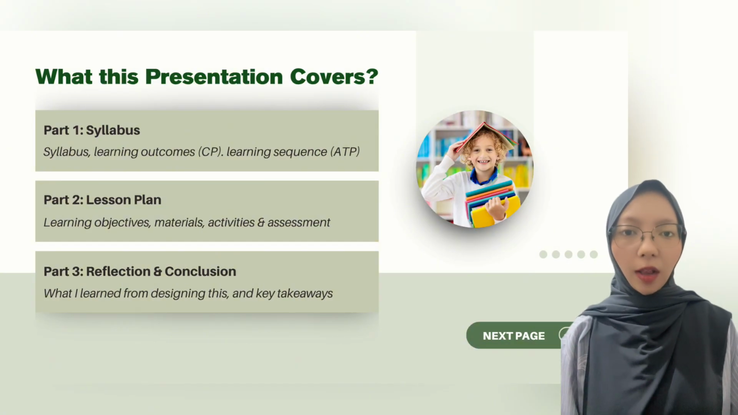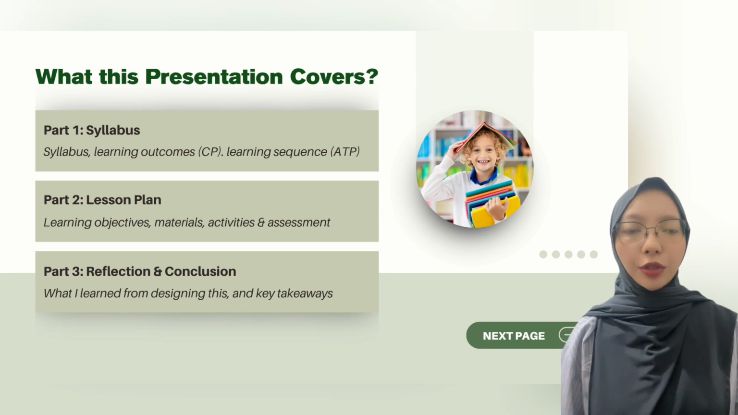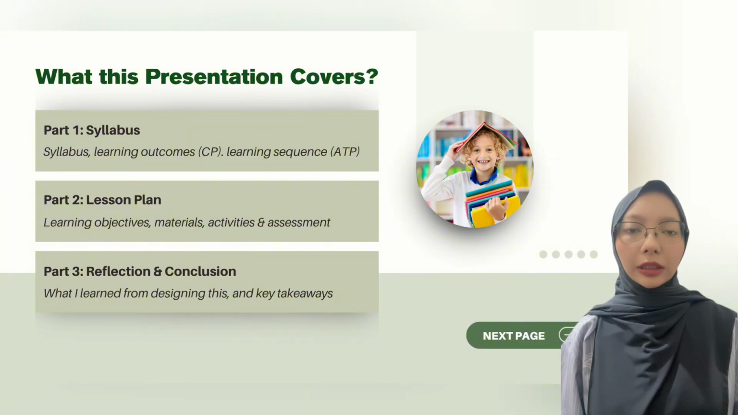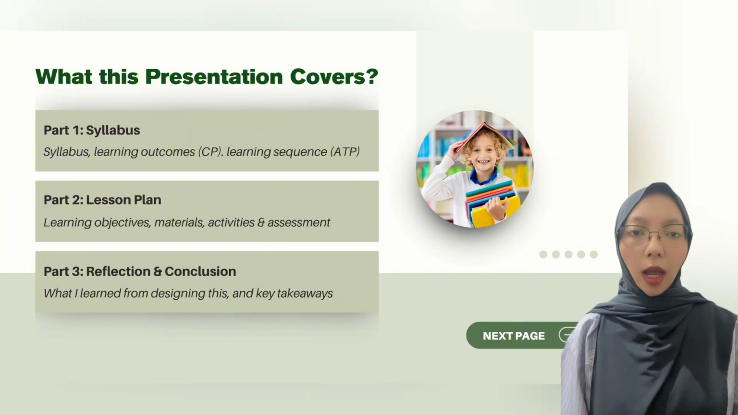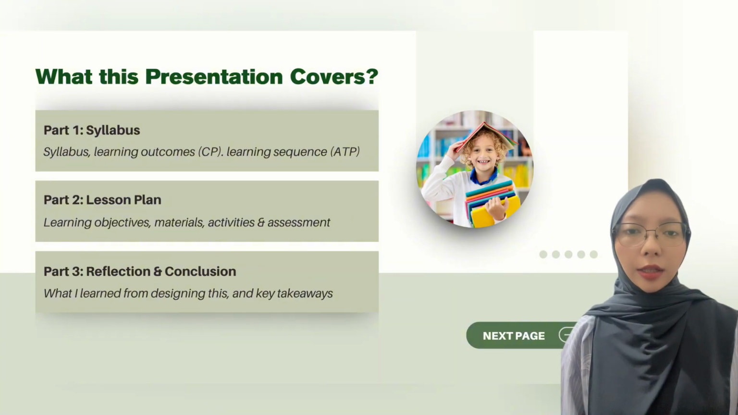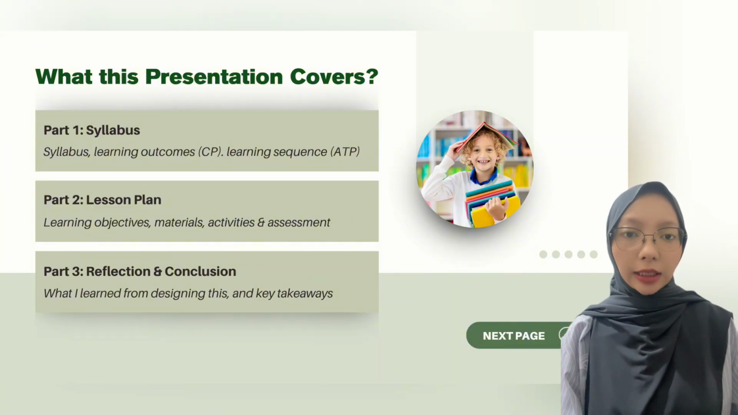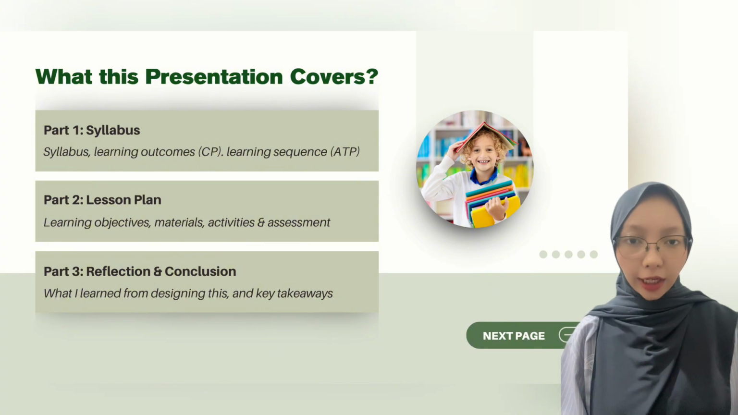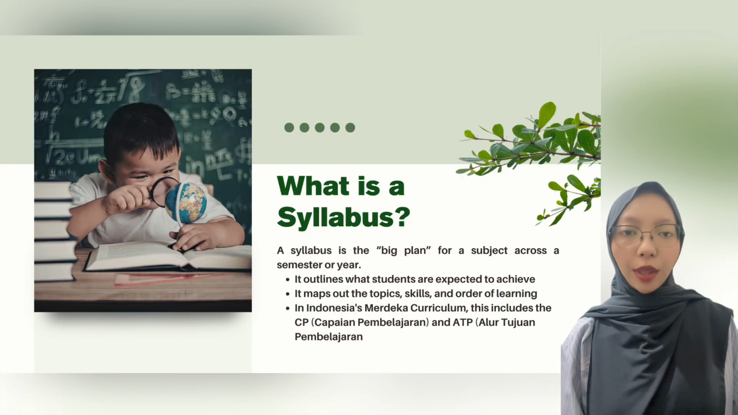To keep things simple, I have broken this presentation down into 3 main parts. In part 1, I will talk about the syllabus focusing on the learning outcomes or CP and the learning sequence or ATP. In part 2, I will zoom in on the actual lesson plan and I will talk about the learning objectives, materials, activities, and assessments that I designed. And finally, in part 3, I will share my reflection and conclusion to highlight what I learned from designing this whole project. Now, let's start with part 1.